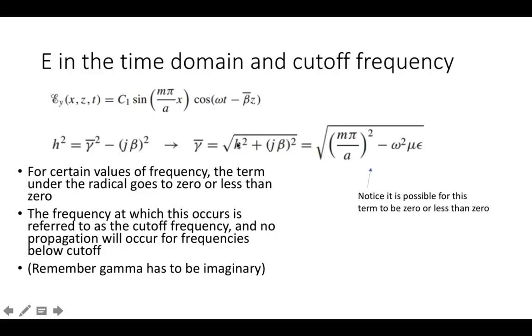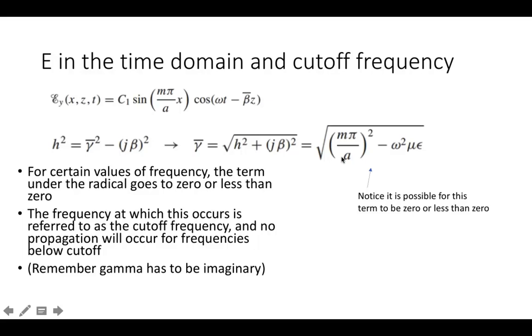Gamma is the square root of h squared plus j beta squared. If we substitute in for h and for j beta, we get the following expression for gamma. You will notice that gamma is mode dependent and it's also frequency dependent. This is the difference. When we first started talking about waveguides, we were talking about the bar over gamma. The difference is that gamma with the bar has this factor in it that's dependent on properties of the waveguide or the mode number. So notice a and m.